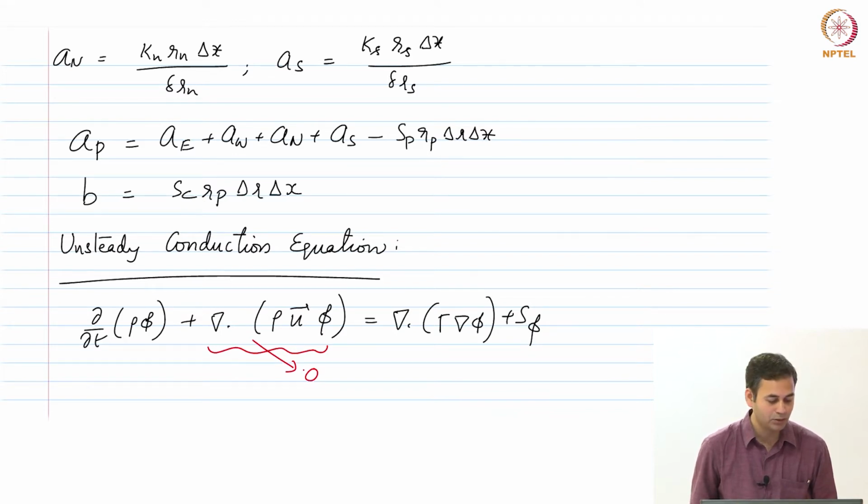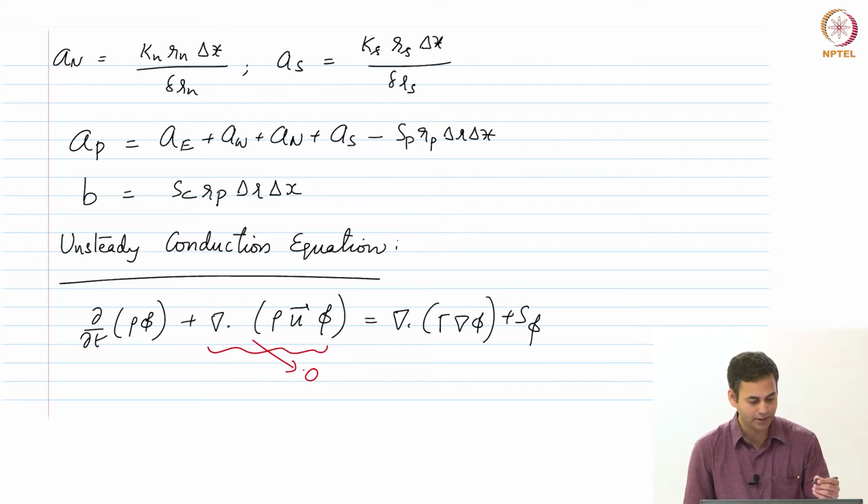Through this unsteady diffusion equation, we are bringing in one more property of the fluid, or whatever material we are considering. What is that? Density. Up till now we have only gamma. Now we are bringing in density. Rho is coming into play through the unsteady term.